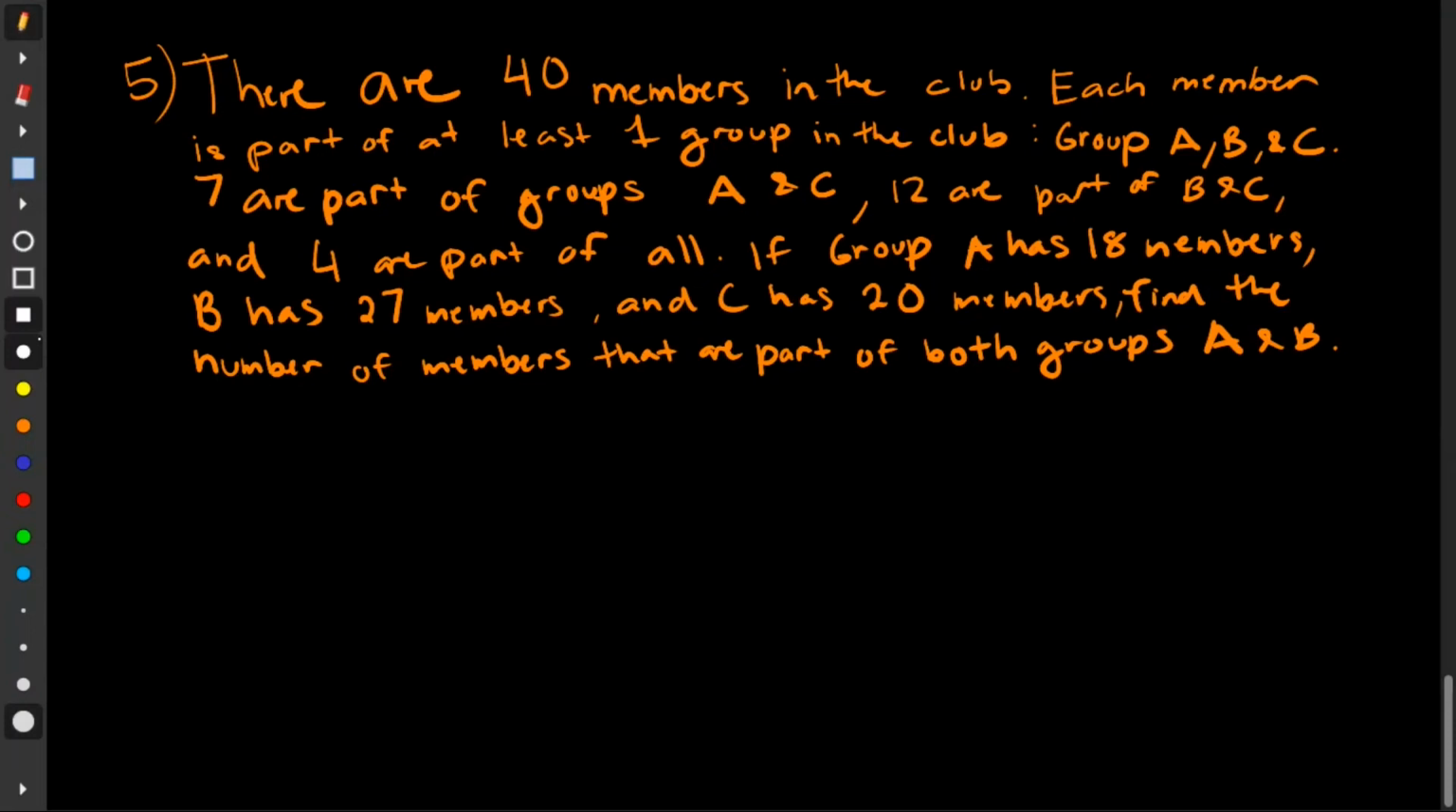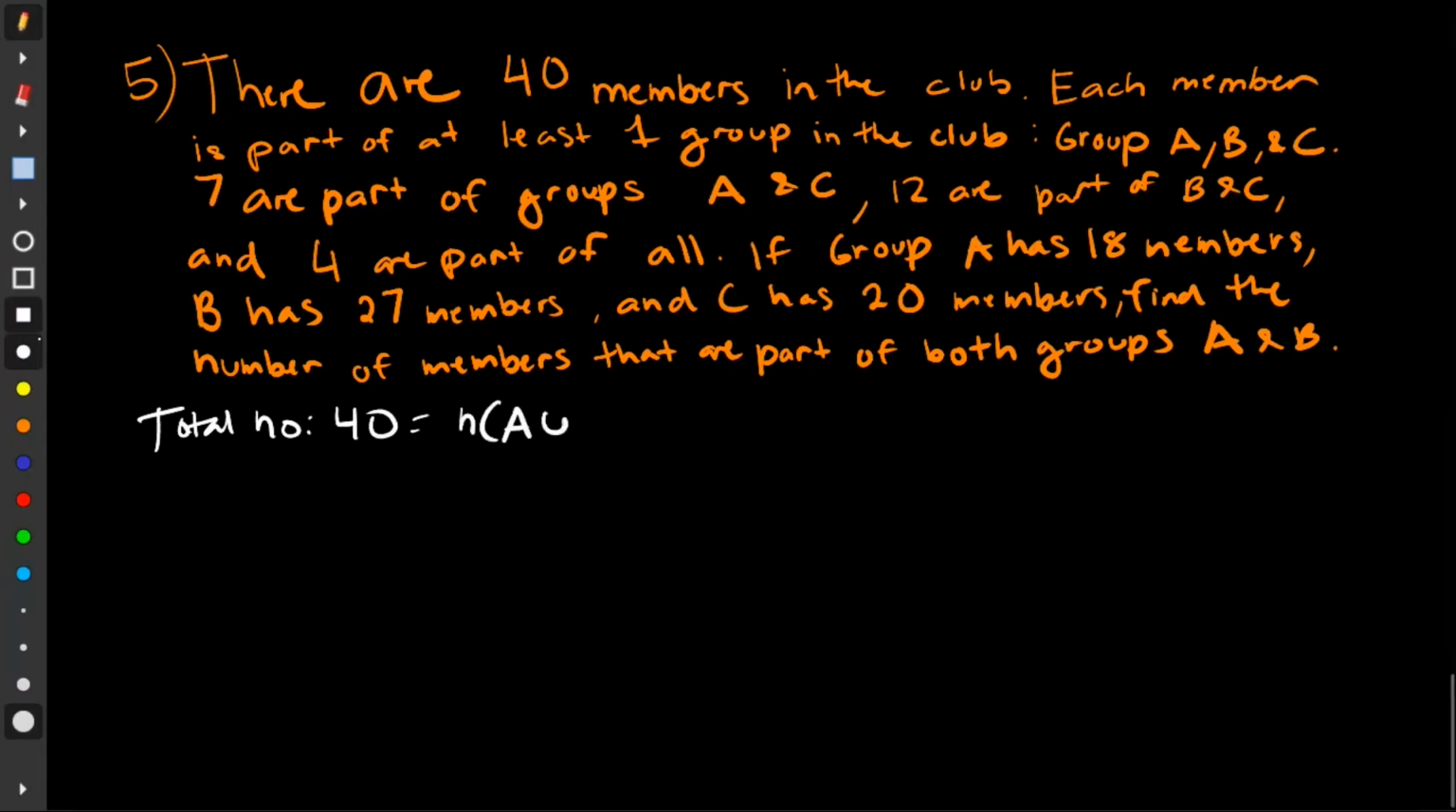So the problem seemed lengthy, but we first have this one, 40 members in the club. So that refers to the total number. It's 40 members. But since each member is part of at least one group, we know that this is also equal to the cardinality. Let's use this as our notation for sets.